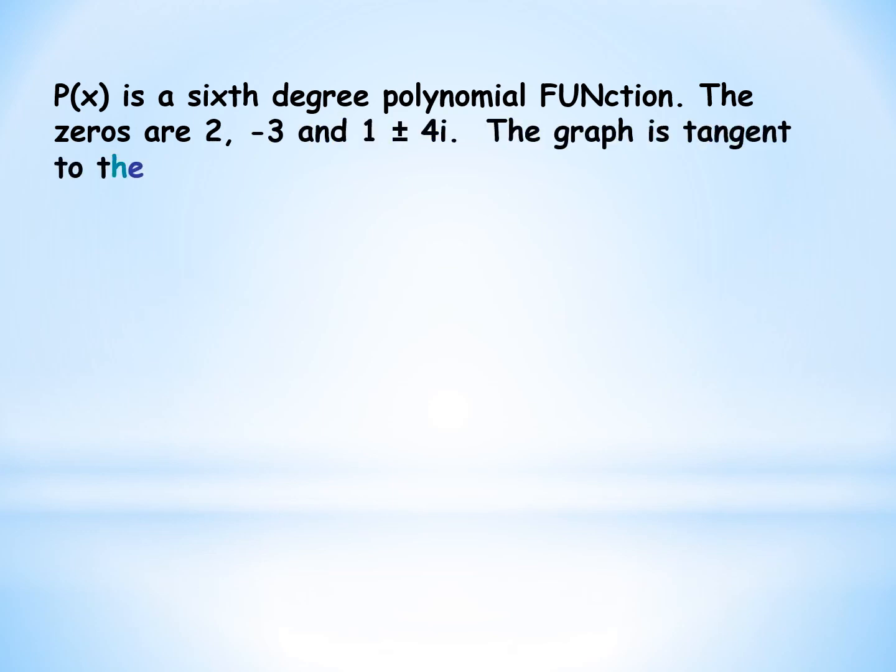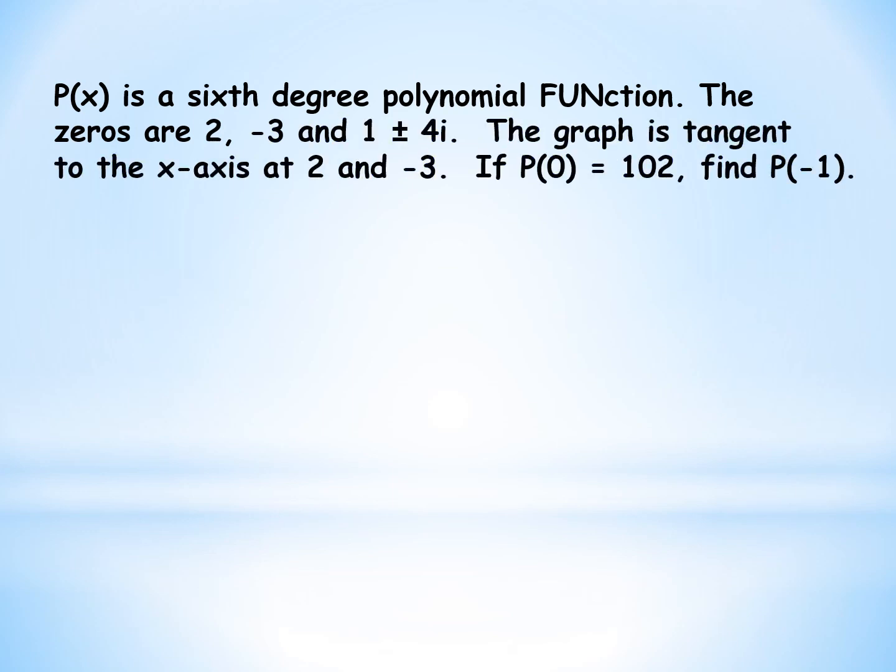All right. P of x is a 6th degree polynomial. The zeros are 2, negative 3, and 1 plus or minus 4i. So right away you notice they've only given you 4 zeros, yet they tell you it's a 6th degree function. But then they go on and tell you the graph is tangent to the x-axis at 2 and negative 3. So remember, if it's tangent to the x-axis, that means it creates what we call a bounce, which means that 2 and negative 3 are going to be a root an even number of times. In this case, it has to be twice. So that's how I get up to my six roots, which is what I need.